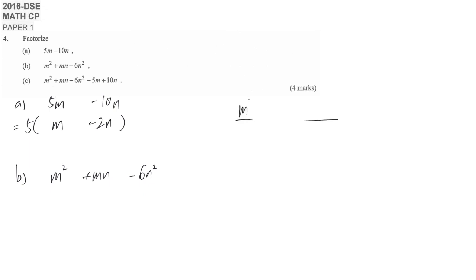We copy down the first term m squared, and then we think what times what give us m squared, which should be m times n. And then negative 6n squared. We also need to think what times what give us negative 6n squared. So maybe I try negative 6n times positive 1n. It's just by guessing.